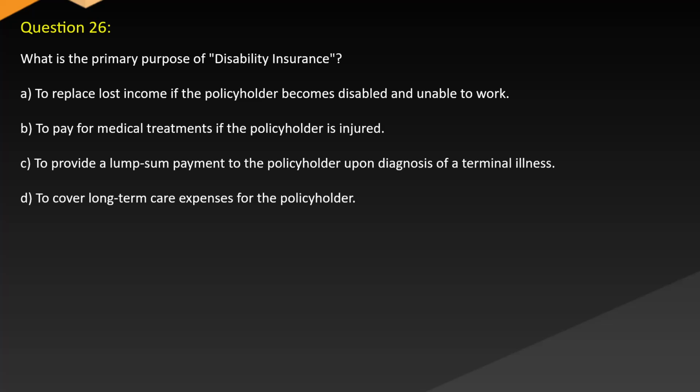Question 26. What is the primary purpose of disability insurance? A. To replace lost income if the policyholder becomes disabled and unable to work. B. To pay for medical treatments if the policyholder is injured. C. To provide a lump sum payment to the policyholder upon diagnosis of a terminal illness. D. To cover long-term care expenses for the policyholder.